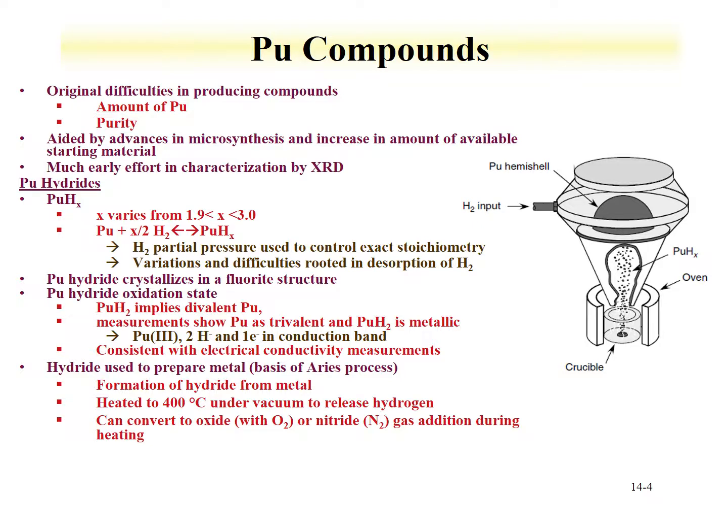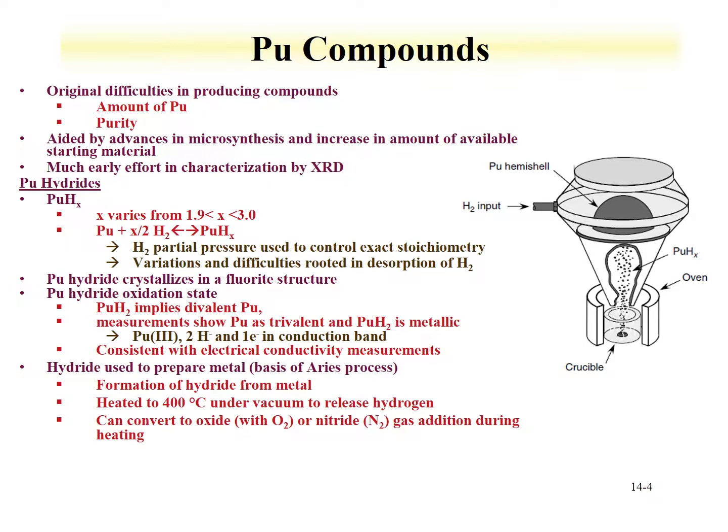Now, development of plutonium compounds has been aided by microsynthesis and also the amount of material available. If you remember, in the first lecture of this plutonium series, we talked about purifying plutonium metal. So a lot of effort has gone into producing pure plutonium compounds used for materials. And much effort, particularly early effort, compounds were characterized by X-ray diffraction.